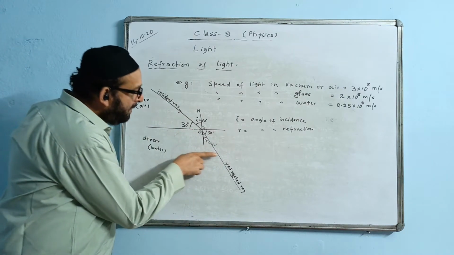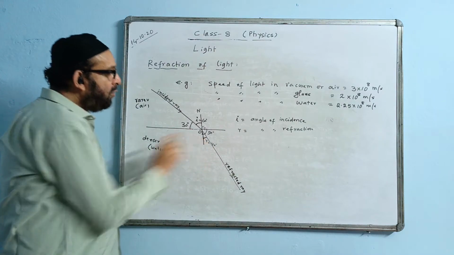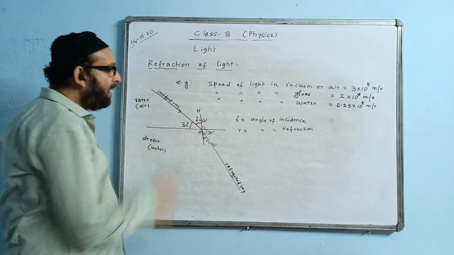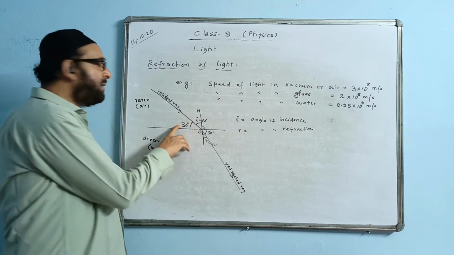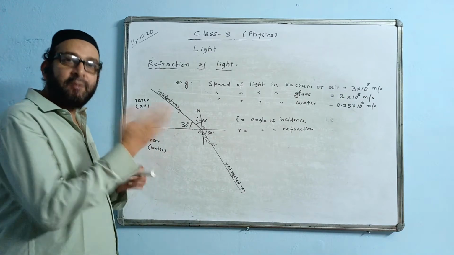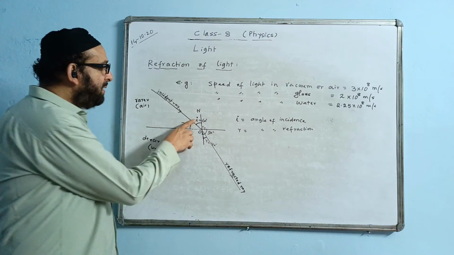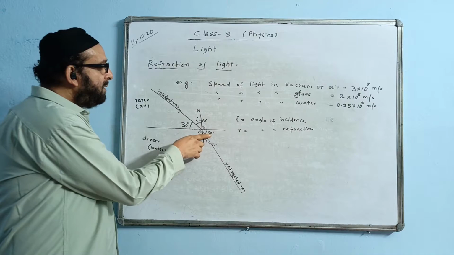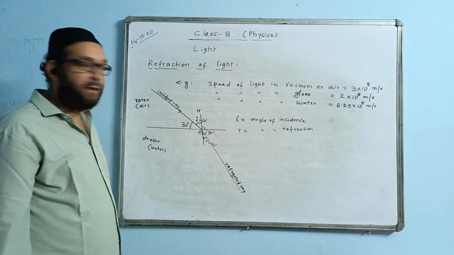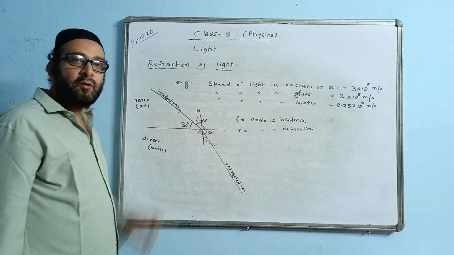The angle between the refracted ray and the normal is called angle R. If the angle with the surface is given, we can always calculate I. Or if we know I, we can always calculate the angle which the ray makes with the surface. Subtract from 90 and you will get that answer. If this is 60, this will be 30. If this is 50, then this will be 40. Or if this is 40, then this angle will be 50. That way you can show the calculation.